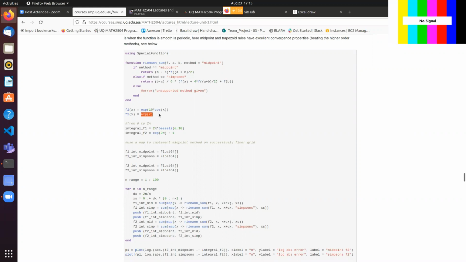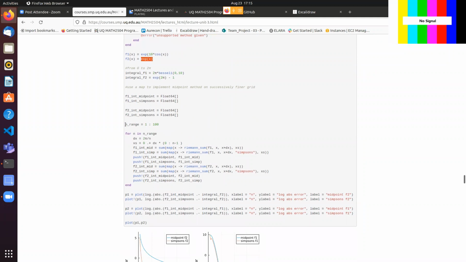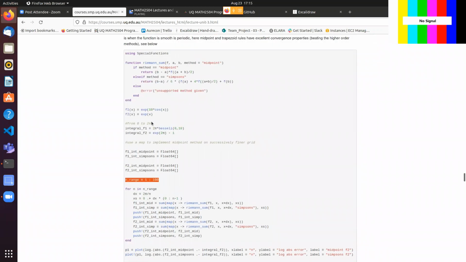And the other one's just exponential. So that's like a normal function. So I guess this f2 is more interesting to start with. So I've pre-allocated an array of floats. And what I'm going to do is go through a range of points and evaluate. So this guy goes from 0 to 2 pi.